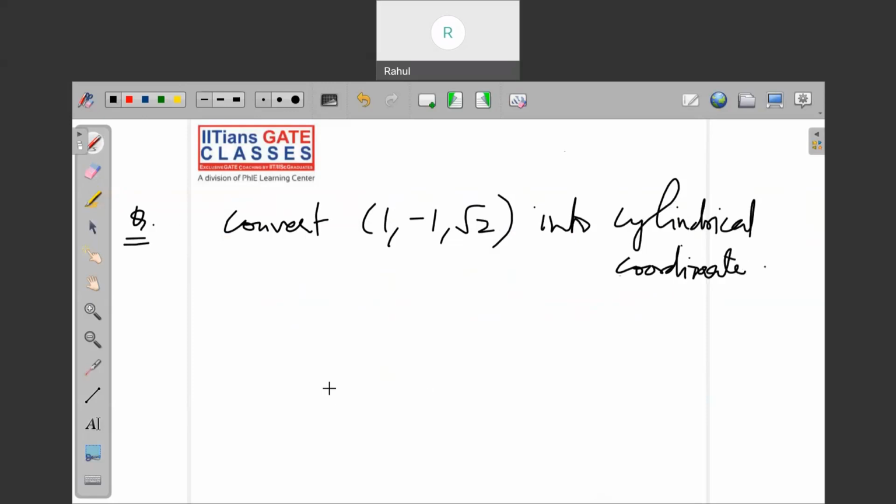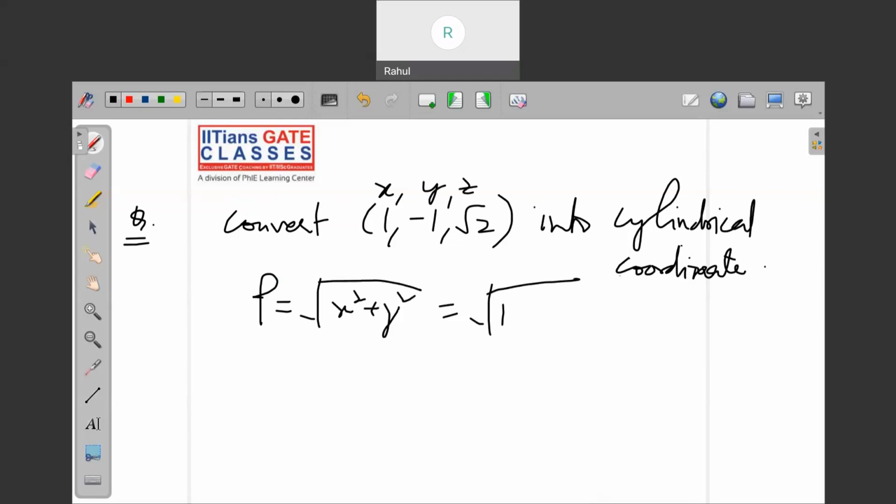Okay. So this is x, this is y, and this is z. All distances are given, so you have to find rho. What is rho? Rho is basically the square root of x square plus y square. You can plug in here simply, 1 plus (-1) whole square. So this will give you √2.